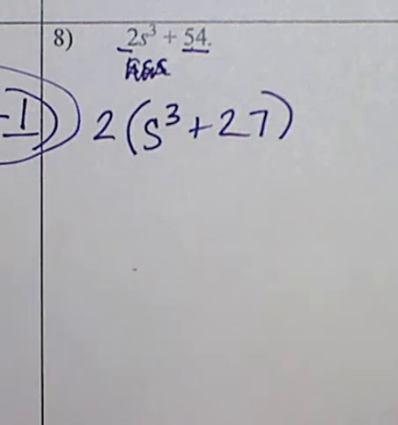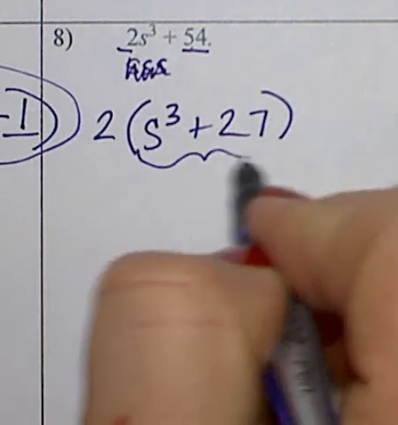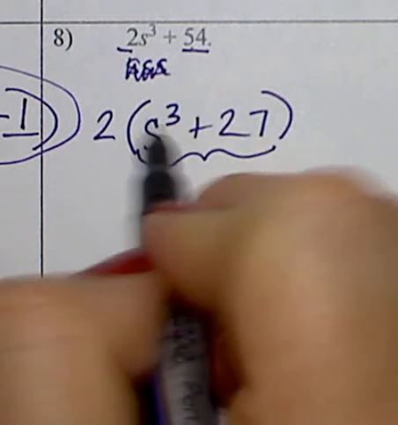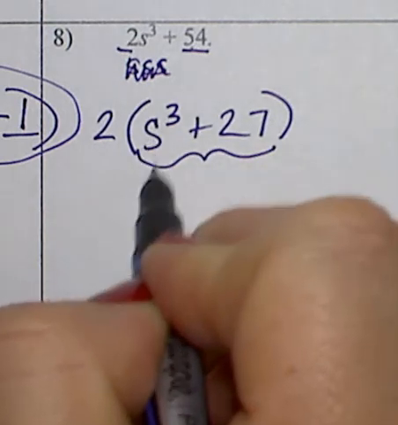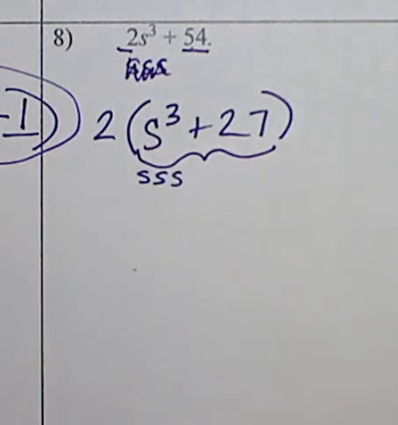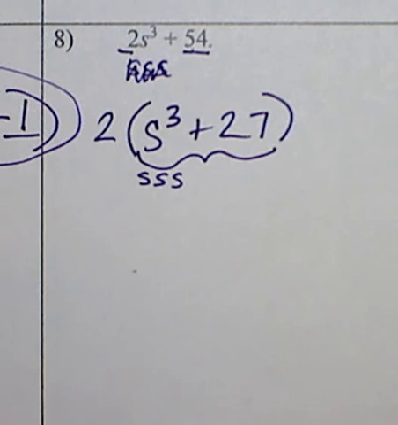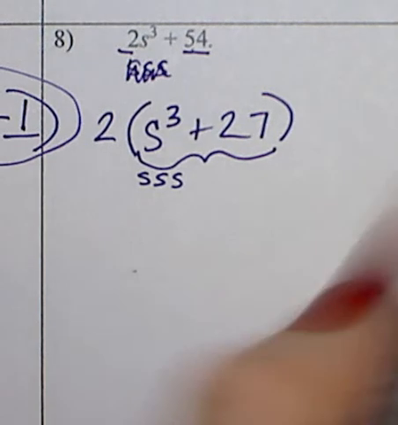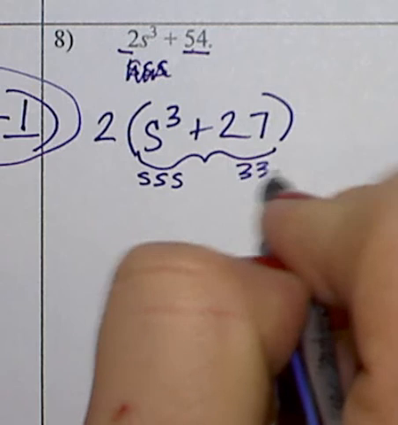Okay, here we go again. Sum or difference of cubes. We can work with this one. This happens to be the sum. So s cubed is s times s times s. 27 breaks into 3 times 3 times 3.